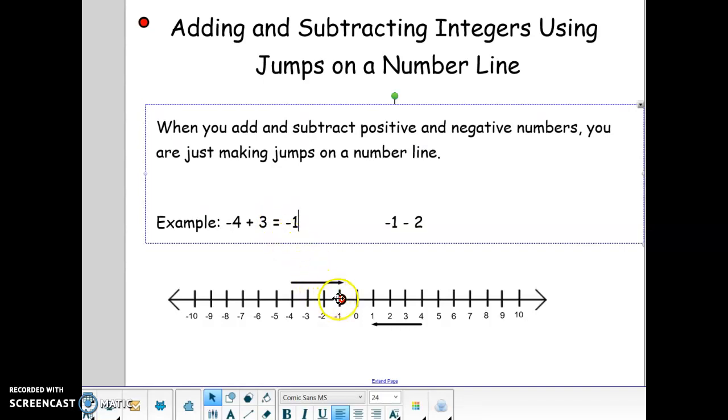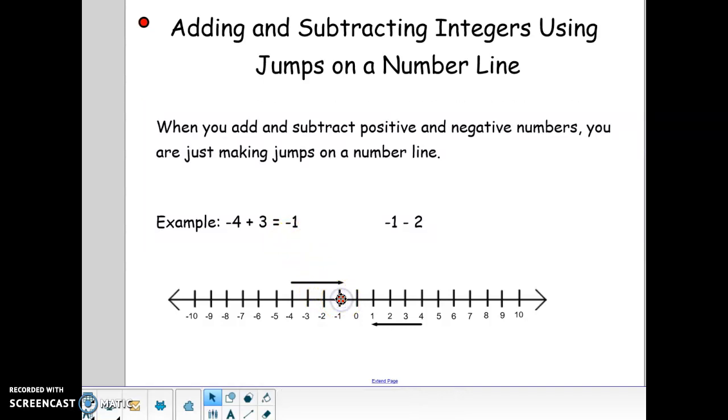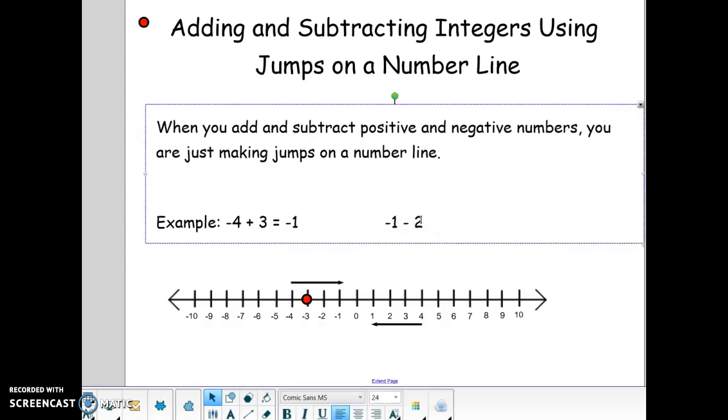Okay? And then when you subtract, you're doing exactly the same. I'm going to start at negative 1. I'm going to minus 2, so I'm going to move to the left 2 spots. I'm going to go back 1, 2 spots on the number line, and I end up at negative 3. So negative 1 minus 2 is going to equal negative 3.